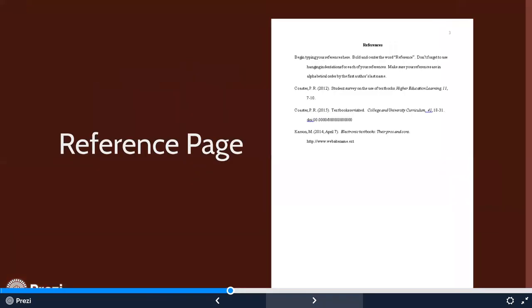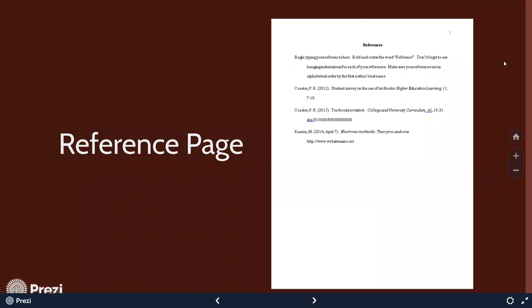And then finally, we have the reference page. Okay, this is generally what the reference page is going to look like. And notice, again, the reference page is on its own page. You don't end your paper and then turn around, hit your enter key and start your references. The references are on their own page.